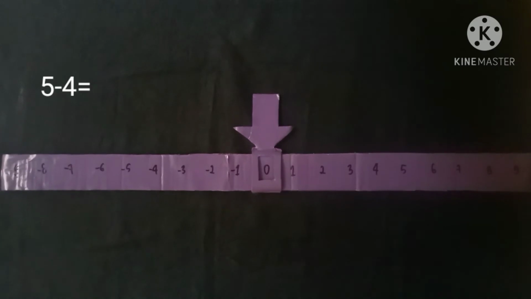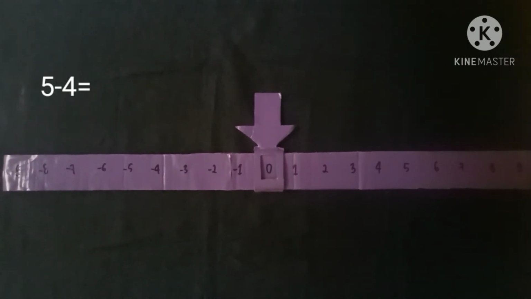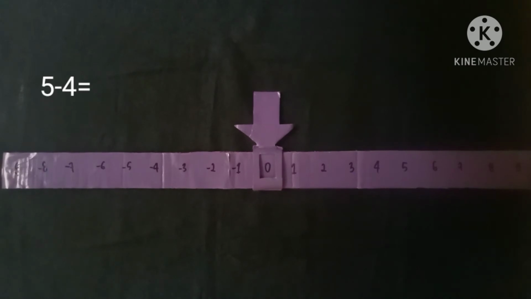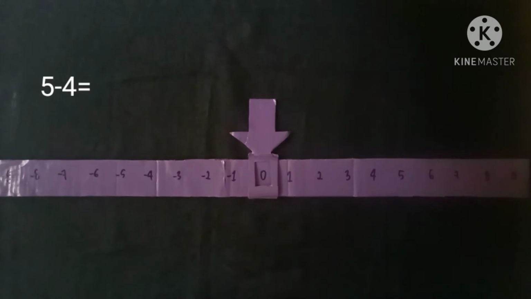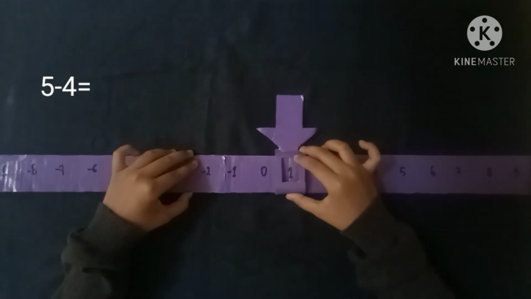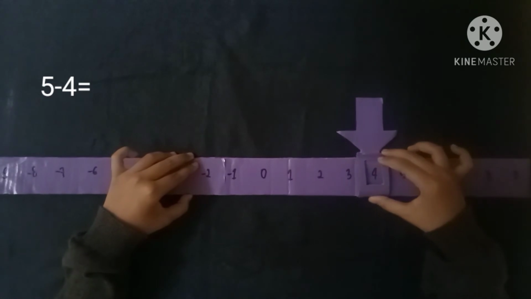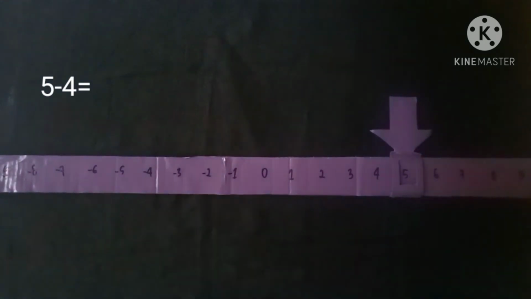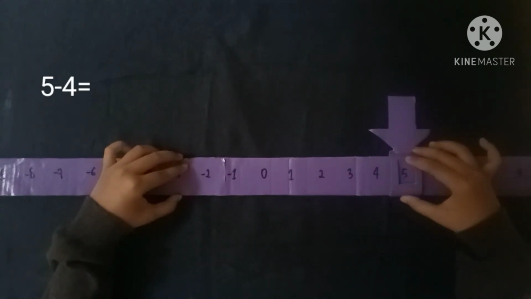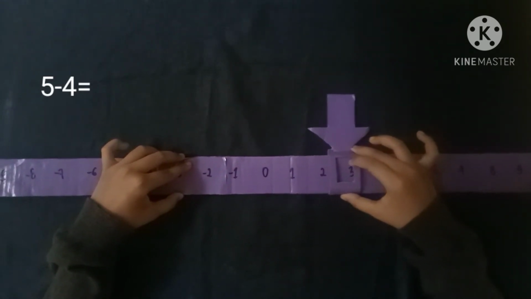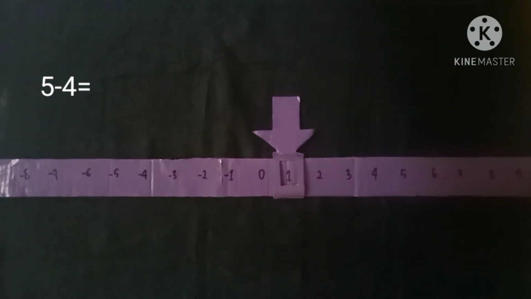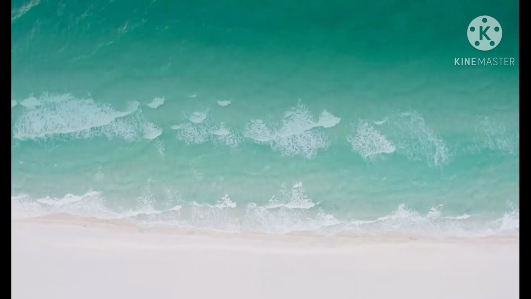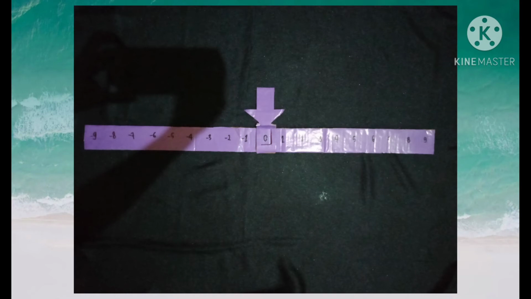Example 2. 5 minus 4 equals. The step, first, the arrow moves starting from 0. Because the value is positive, the direction is advancing to the right by 5 units. Then, because the value is negative, the arrow moves again toward the left as much as 4 units. The dotted line to the right represents a positive value and is the result of the operation 5 minus 4 equals 1.